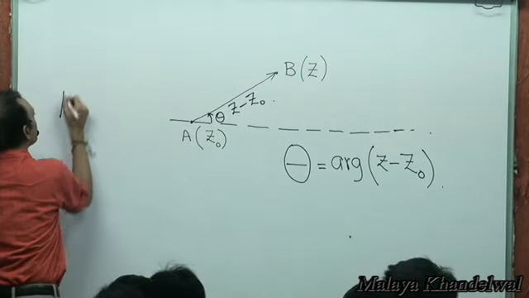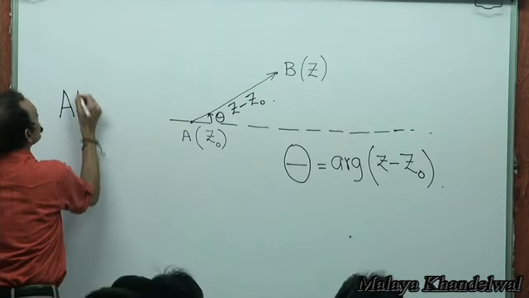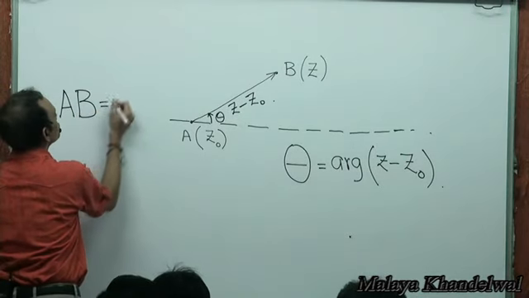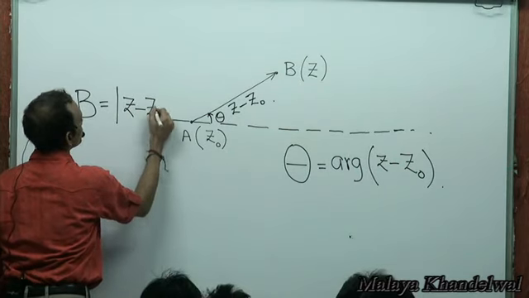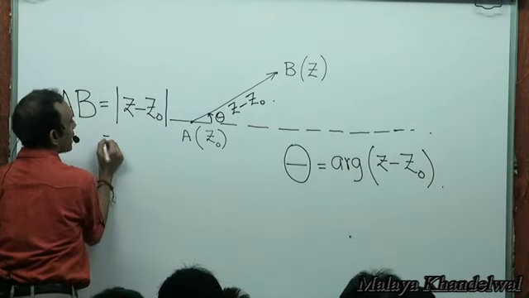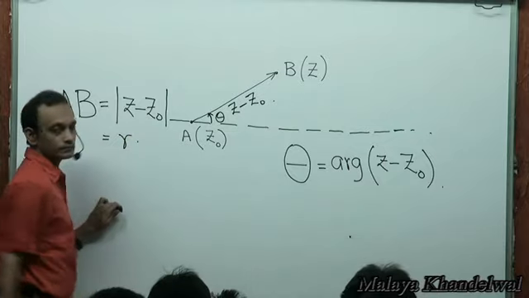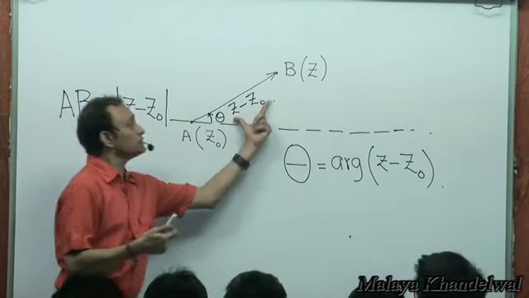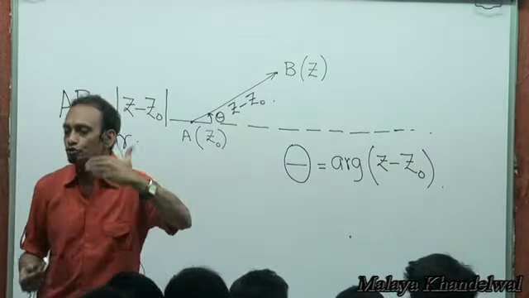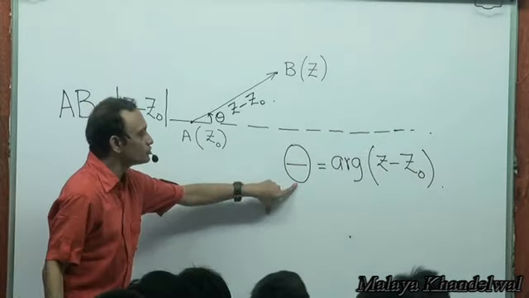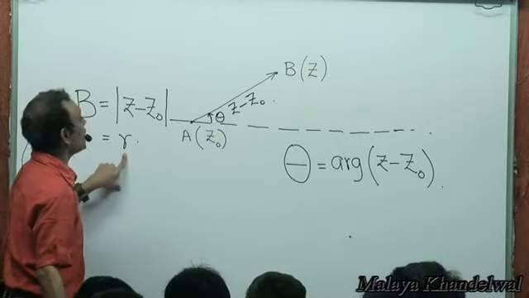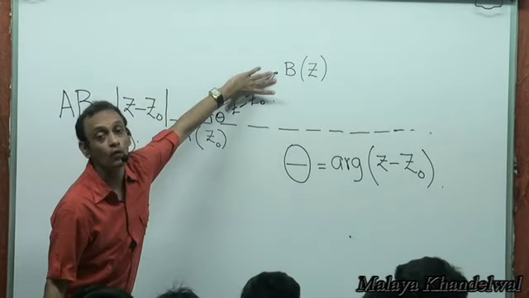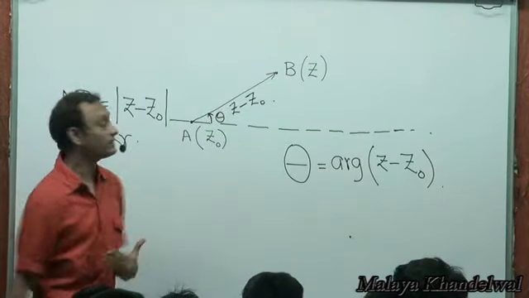So AB was the magnitude of z minus z0, and would be some r, say. Then this vector essentially had two distinct properties: an argument theta, which is given by this, and a modulus r, which is actually the length of the vector AB.